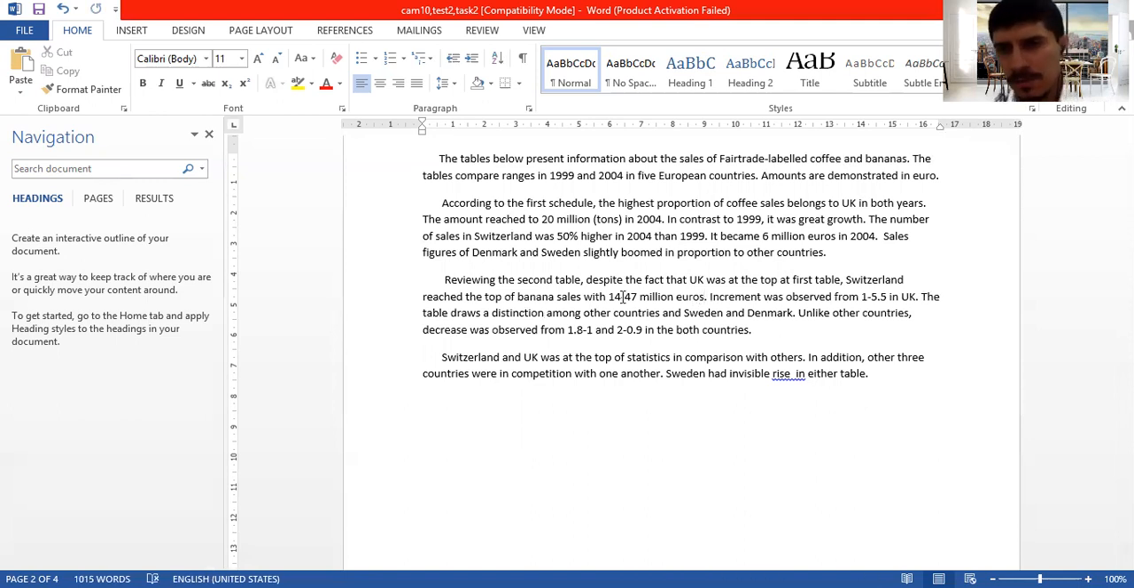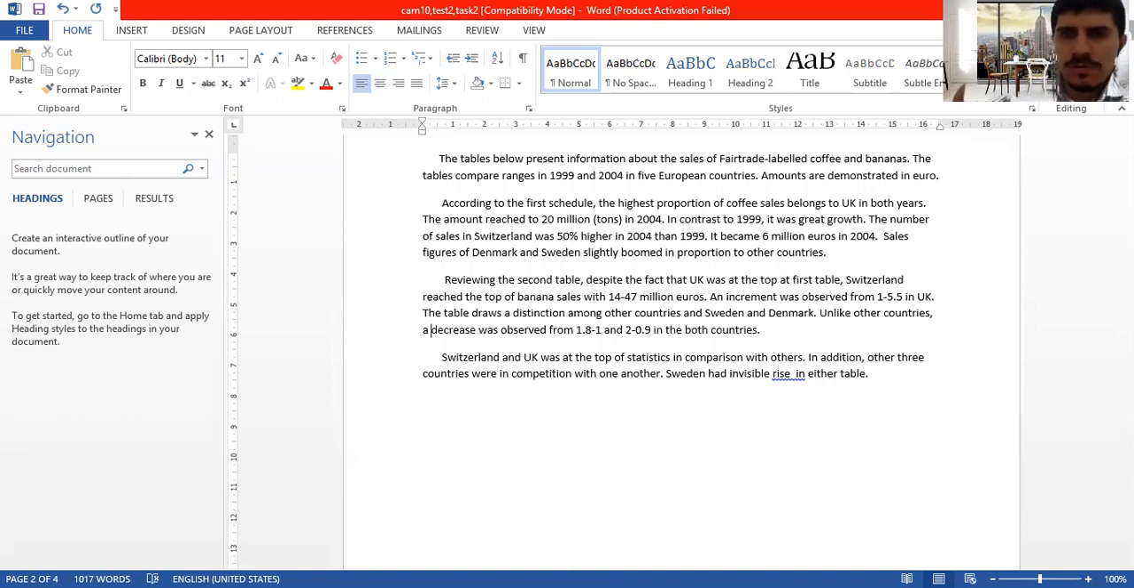So an increment was observed from 1 to 5.5 in the UK. Let's write here an increment. The table draws a distinction between the other countries and Sweden and Denmark. Unlike other countries, a decrease was observed, from 1.8 to 1 and from 2.2 to 0.9 in both countries, without the above.